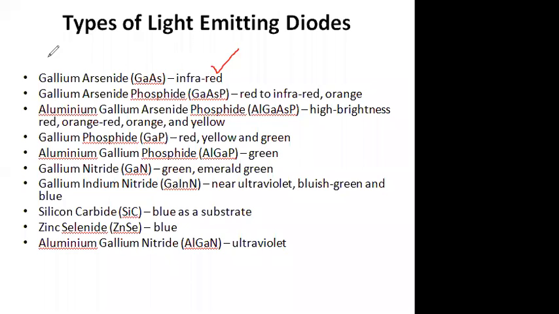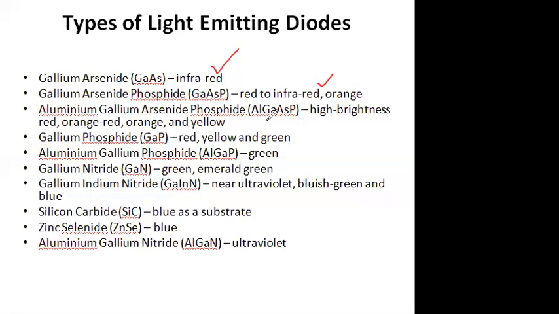lights. Gallium arsenide emits infrared light. Gallium arsenide phosphide produces red to infrared and orange color light. Okay. Likewise, AlGaAsP produces high brightness red, orange and yellow color light. Gallium phosphide produces red, yellow and green color light. Aluminium gallium phosphide produces green color light. Okay. Gallium nitride produces emerald green color light.